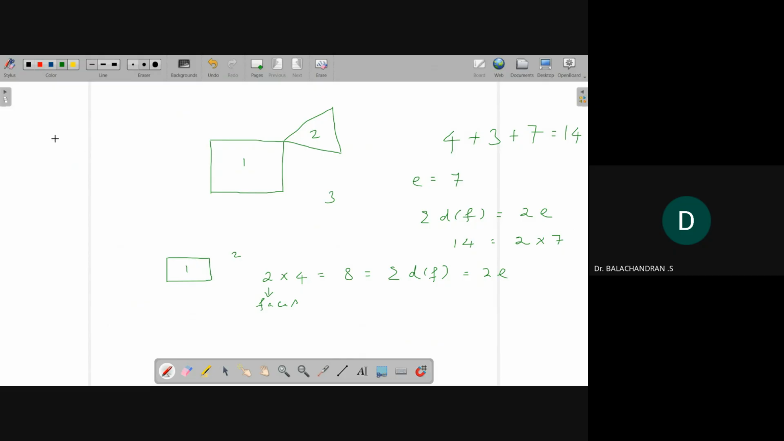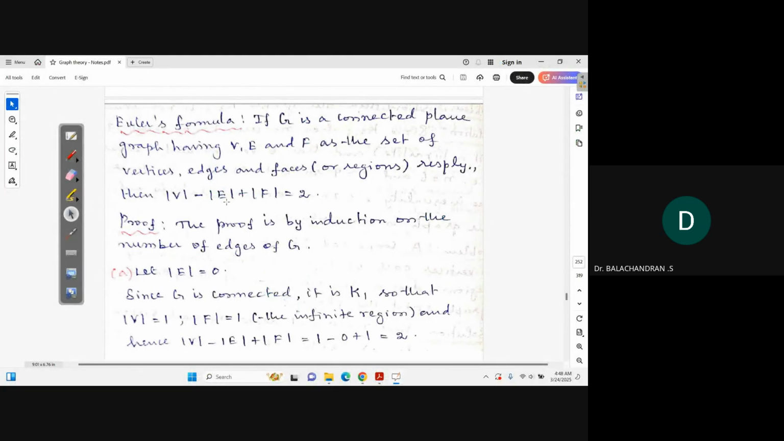So, in short, I will write N minus E plus F equals 2. So this is Euler's formula. I will take this as N, this as E, this as F, equal to 2.